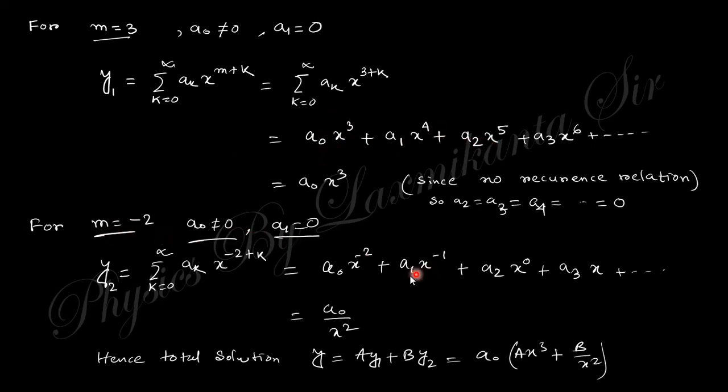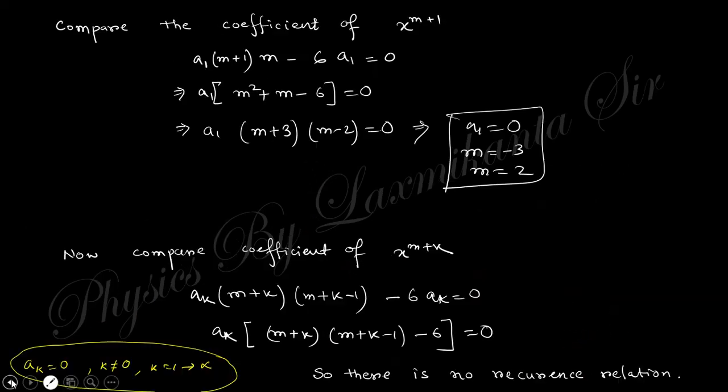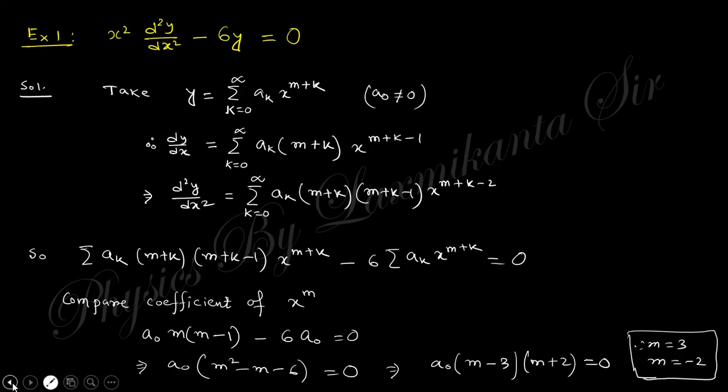And when we take m equals to minus 2, you will get this expression. So this is the another solution, and you know the linear combination of these two solutions is actually the total solution. So the total solution will be like that. I think it is clear about the solution of this special example.